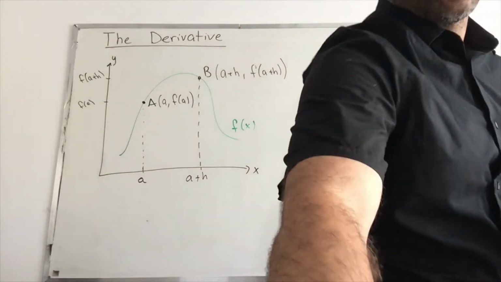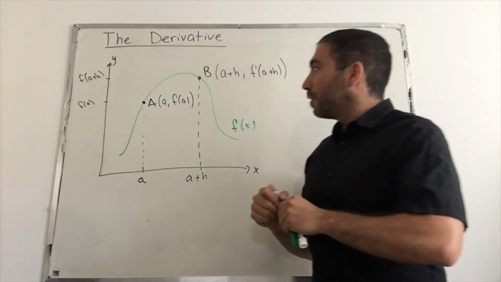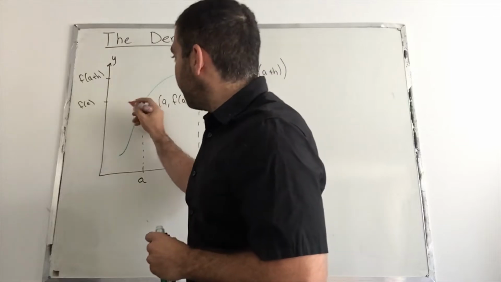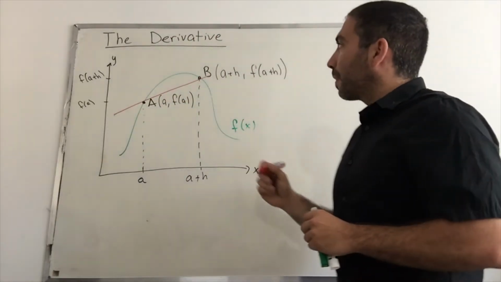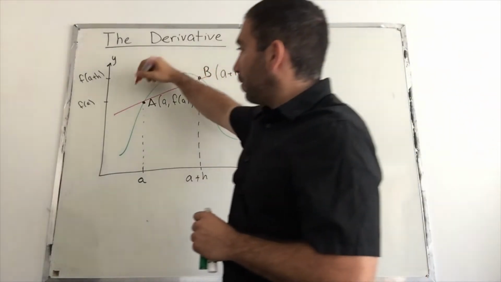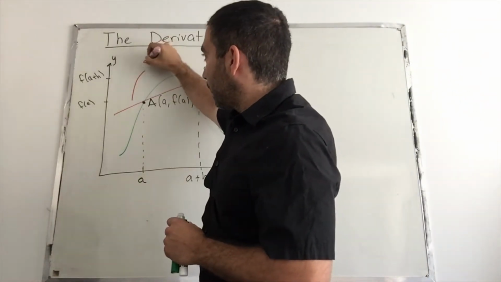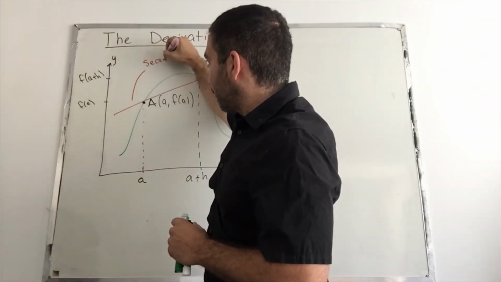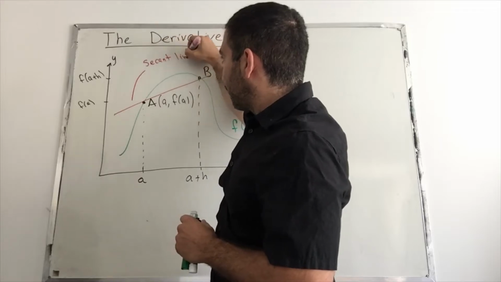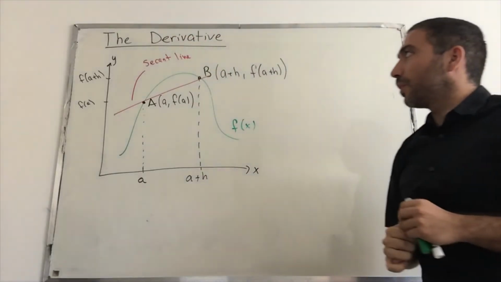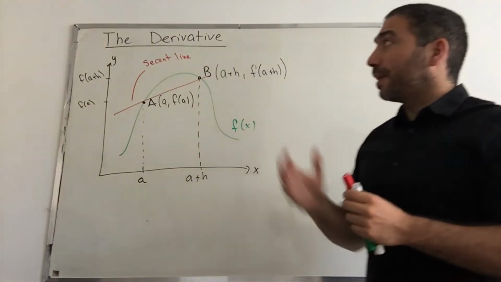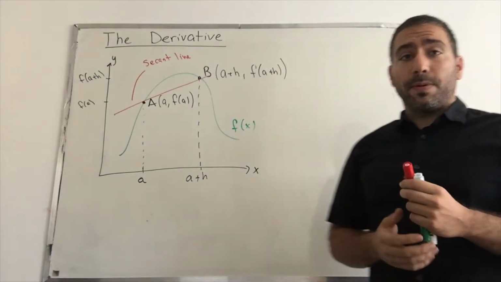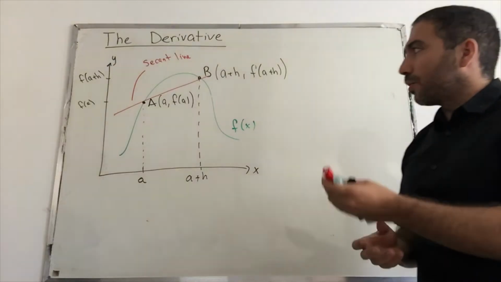And let's draw a line connecting these 2 points. So the line's going to be in red, going through A and B. This line here in red, we call it a secant line. We're going to see how this relates to the derivative, but let's go ahead and find the slope of a secant line. So how do we do that?